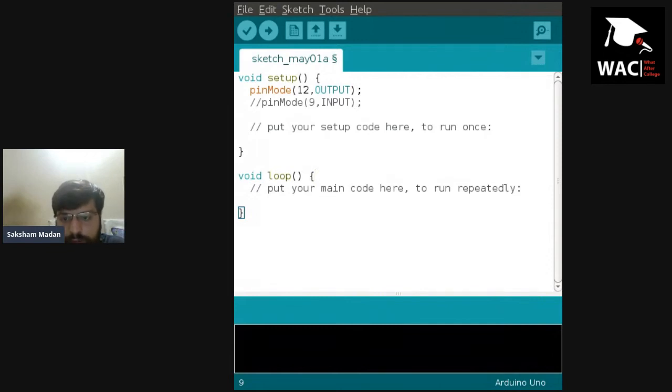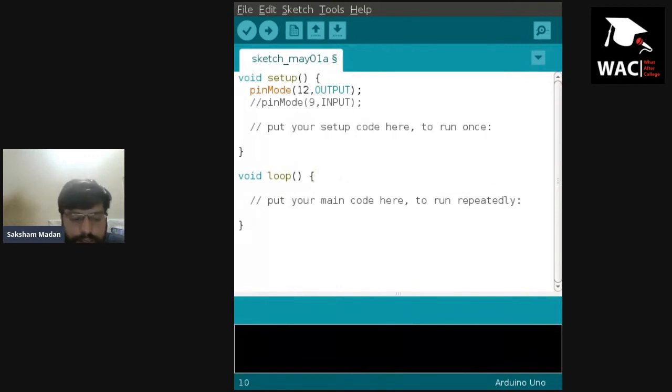First we turn on the LED, then we wait for some time, then we turn it off, and then we turn it on again. So whenever we are developing a system, we need to crack it into steps.